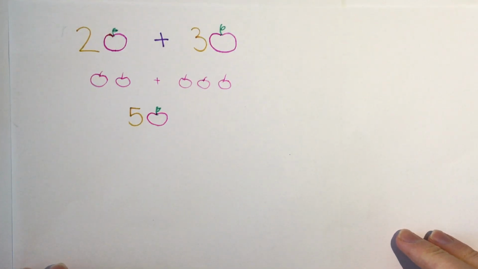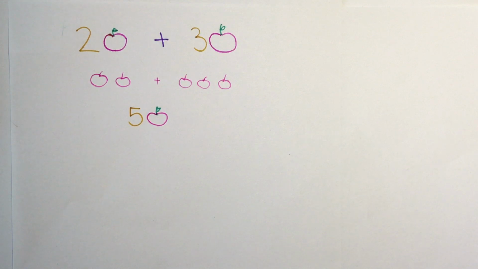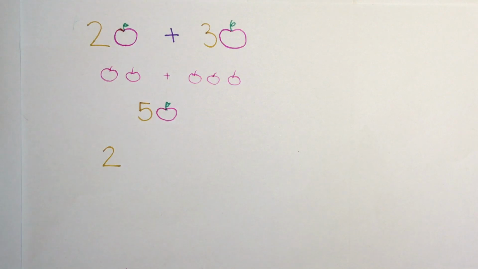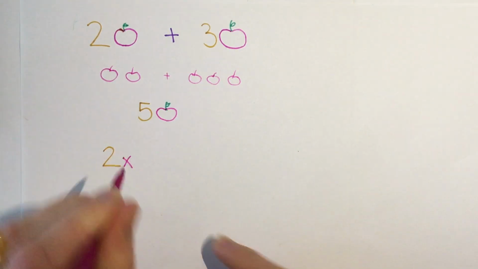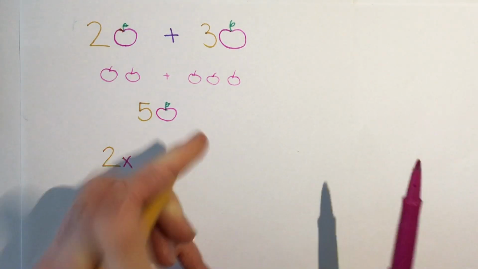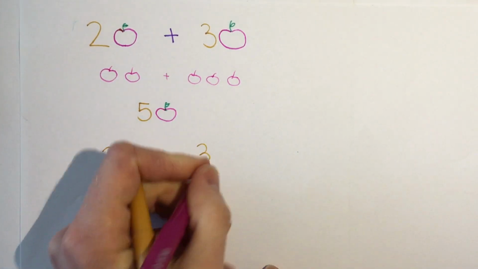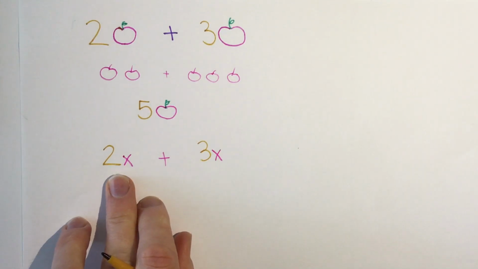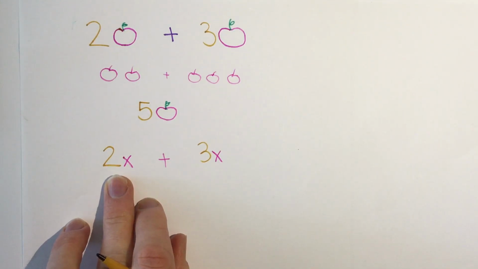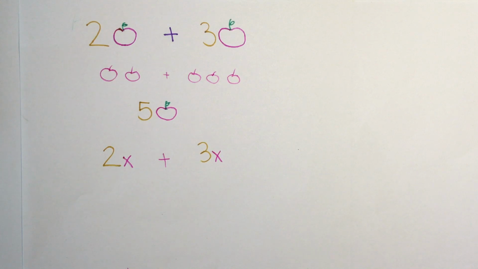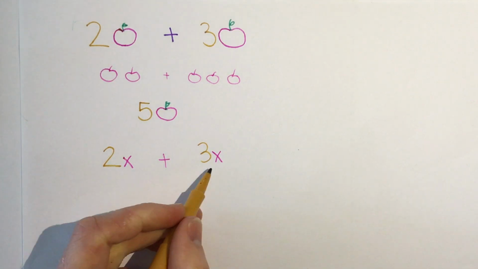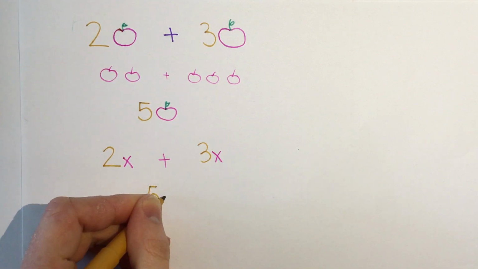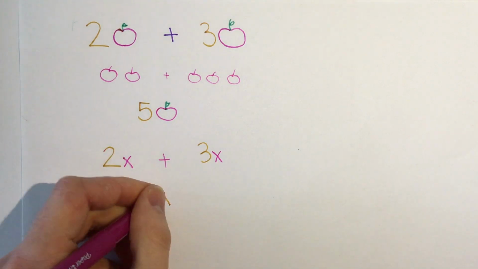Now, how does this connect with algebra? Let's take these apples and change it. Instead of writing that, we'll write 2x plus 3x. If we look here, we have a very similar problem, but instead of apples, we have x's. This is saying we have 2 x's plus 3 x's. 2 plus 3 is 5. This tells us we have 5 x's.